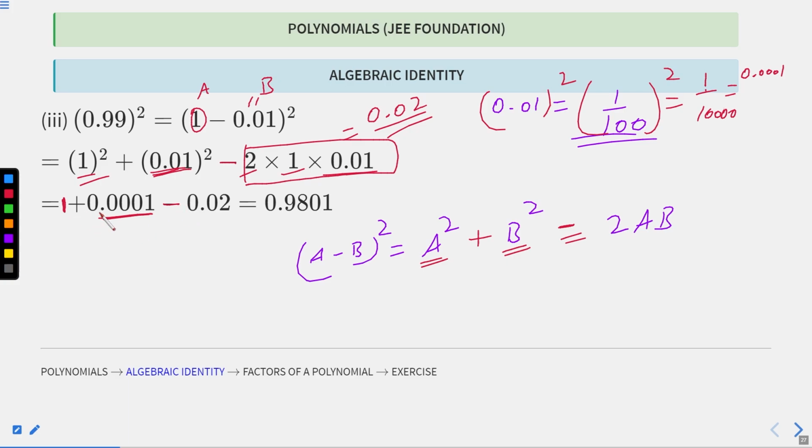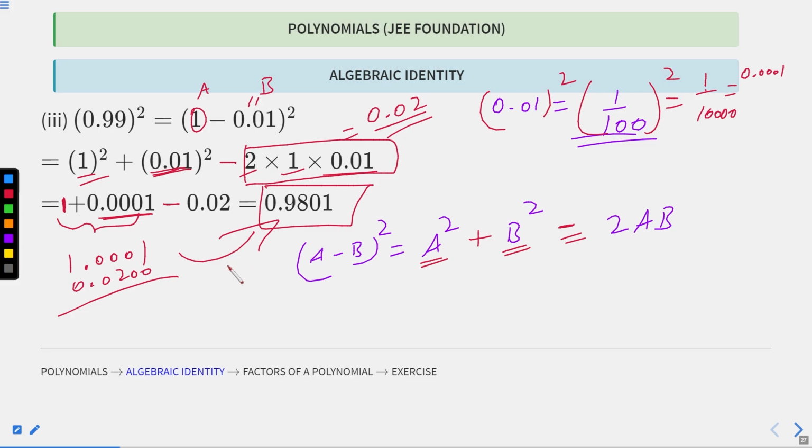So 1 plus, this will give me 1.0001, and subtract 0.02. Okay, you will get your final answer. I hope you understood it. Okay, let's move on and see more examples.